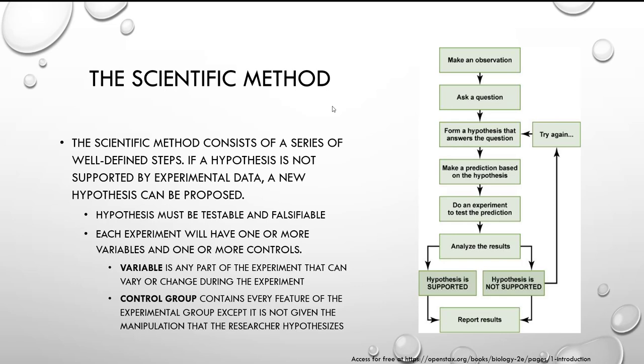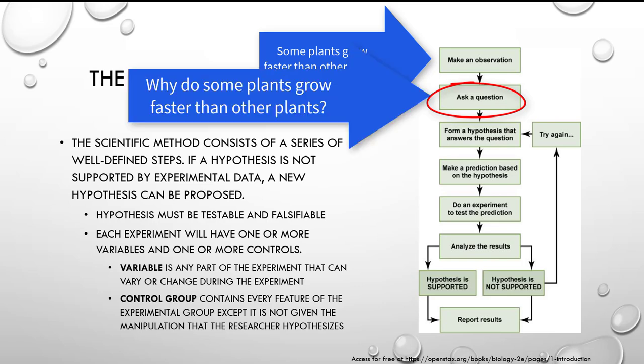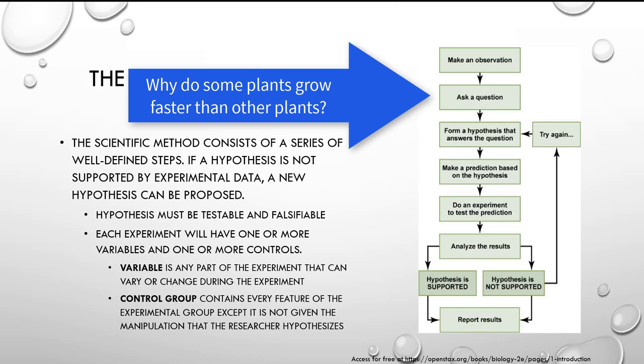So let's take a look at the scientific method. To start us out, we make an observation. For example, you might notice that I always stick to my plants for some reason, because my desk faces my yard, so I always see my plants out there. I might notice that some of my plants are growing faster than others. That might make me ask a question: why do some plants grow faster than others? Then I form a hypothesis.